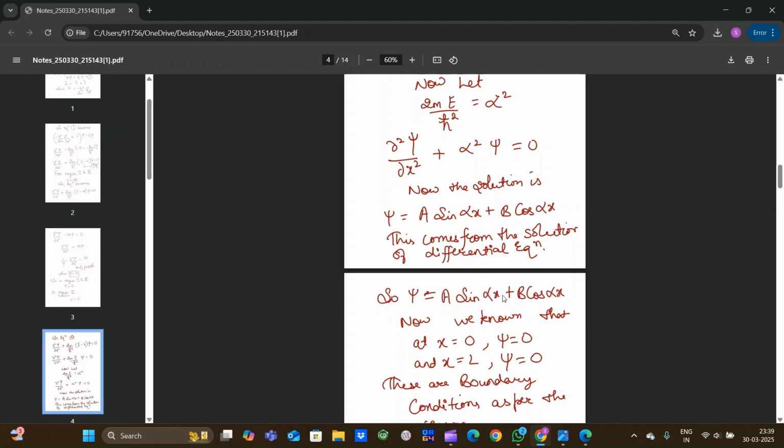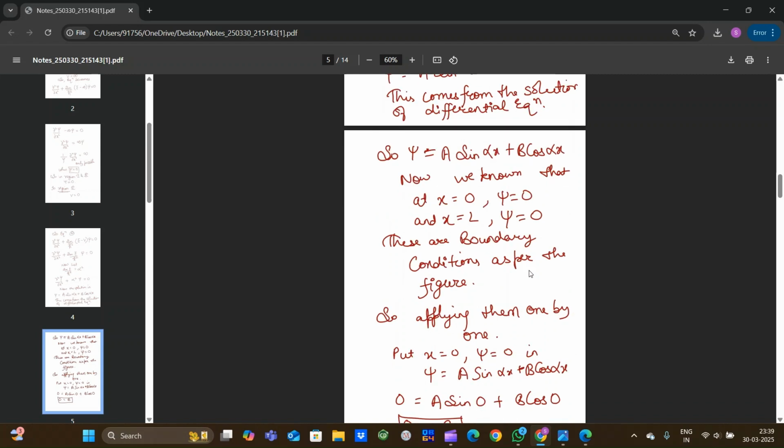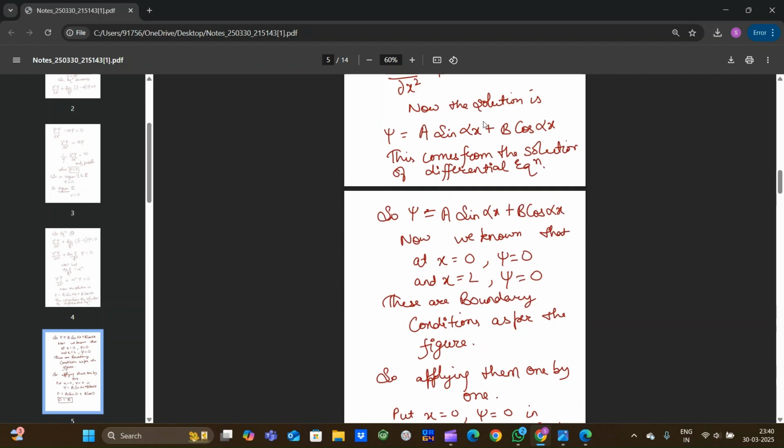So psi is equal to a sin alpha x plus b cos alpha x. Now we will apply the boundary conditions that we created: at x equals 0, psi is equal to 0, and at x equals L, psi is equal to 0. So these are the boundary conditions. We will put these boundary equations one by one in this equation.